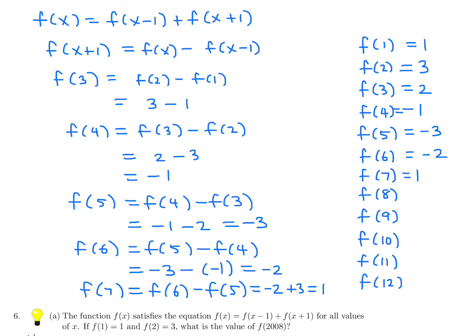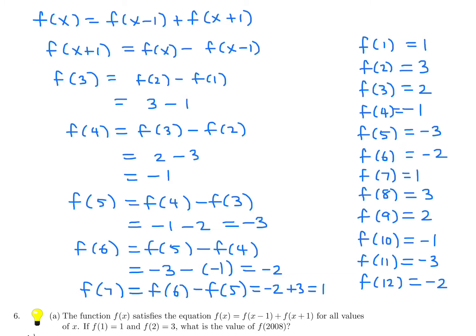Okay, now I don't have to write this out, right? I mean, f at 8 is basically f at 7 minus f at 6. So that's 1 minus minus 2, so 1 plus 2, which is 3. And then f at 9 is f at 8 minus f at 7, so this minus that, which is 2. f at 10 is 2 minus 3, negative 1. f at 11 is negative 1 minus 2, negative 3. f at 12 is negative 3 minus minus 1, so minus 2.